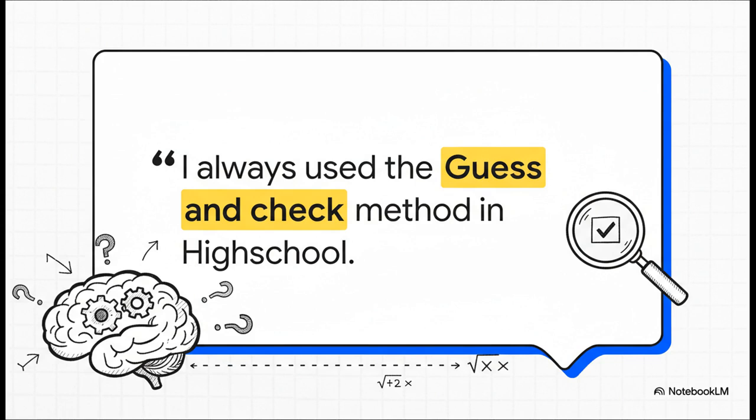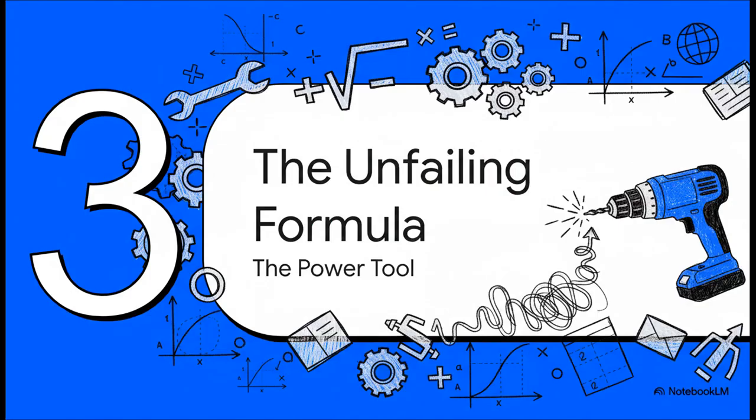And it kind of speaks to a shared experience, right? Sometimes you just develop an intuition for it. But when that intuition fails, we need something a little more reliable. And that brings us to the power tool in our toolkit, the one method that will never, ever let you down, no matter how messy or complicated the equation gets. I'm talking about the unfailing quadratic formula.